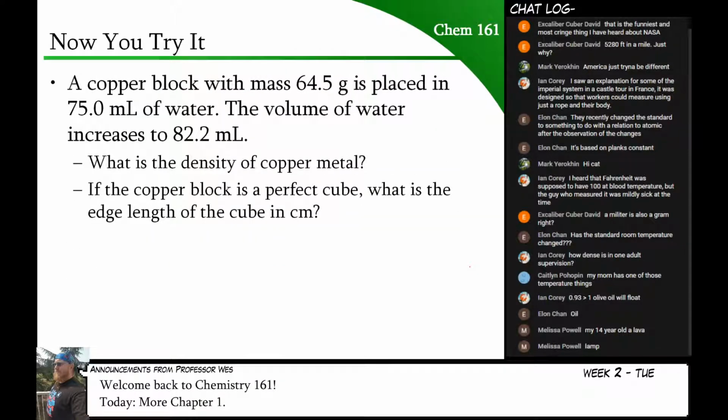All right, I'm going to give you some more complex calculations for density. So in this instance, what I want you to do is observe these conditions. So I have a block of copper. Here's its mass. And I'm going to put it in a graduated cylinder that already has 75 milliliters of water. And the volume of the water changes once I've put the copper block in there. What's the density of the copper? And if the copper is a perfect cube, what would its edge length be? Well, what's the formula for a cube? So the volume of a cube is whatever its length is, cubed. So there's your formula that you'll need for that. Go ahead and try these calculations, and when you get your answer, type it in the chat.